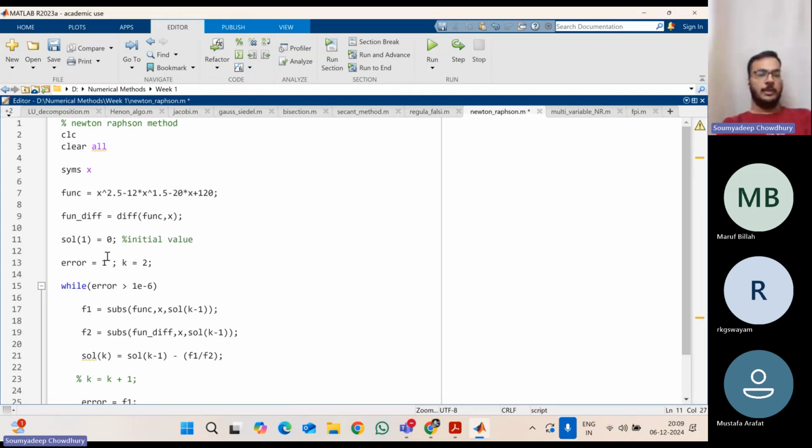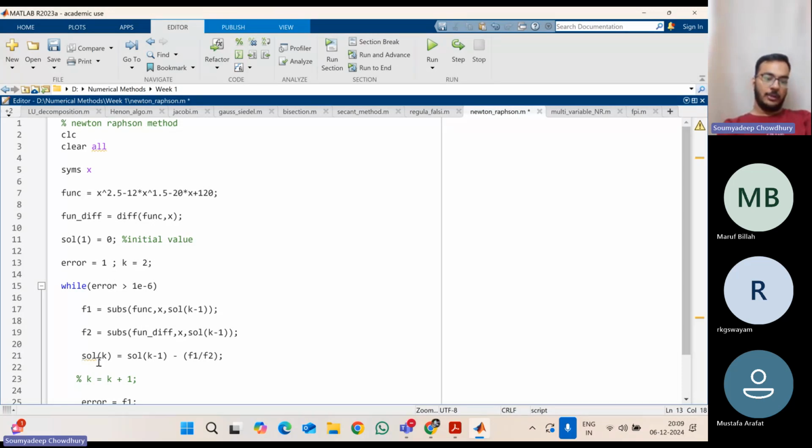Error I am taking as any value 1, and the number of iterations I am starting from k equals to 2. Okay. So I need xk plus 1 is equal to xk minus f of xk by f dash xk, right? So you can do this here. Since I have taken k equals to 2 here, that's why I am substituting sol of k minus 1. If you take k equals to 1 here, you can do directly k. So f1 is the f of xk and f2 is f dash of xk.